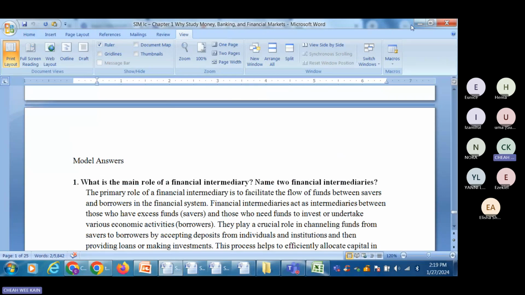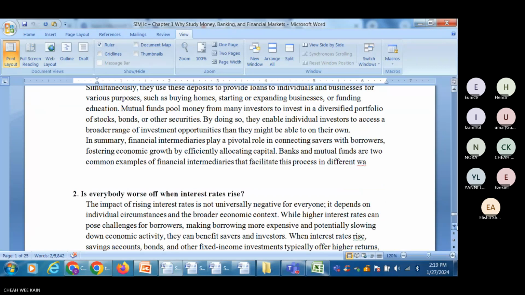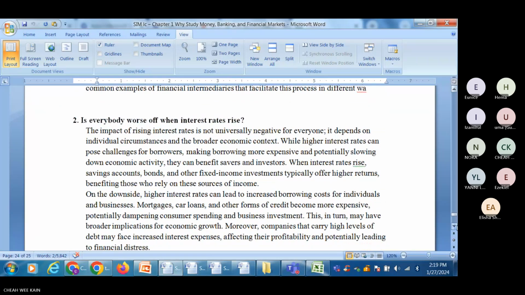Okay, we will now go to this question: is everybody worse off when interest rate rises? It depends. If you are a saver, when interest rate goes up, you're happy, isn't it? But if you're a borrower and the interest rate goes up, you're not so happy. So for this kind of question, you have to look from the saver's or the borrower's point of view.